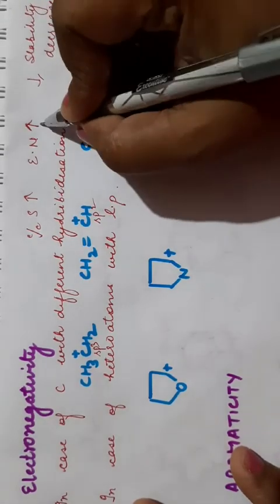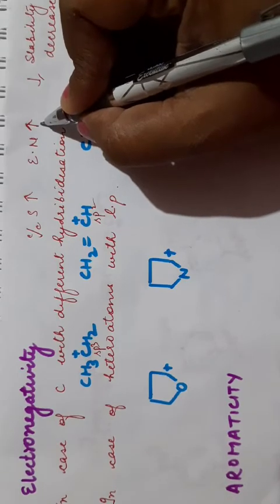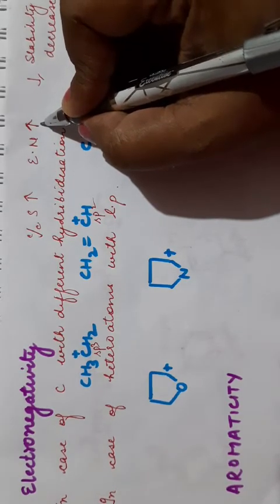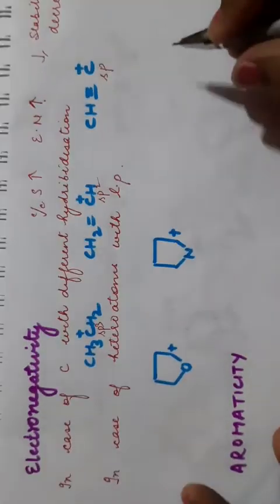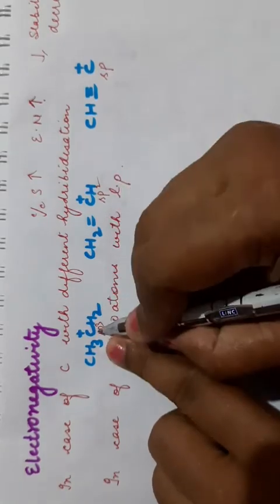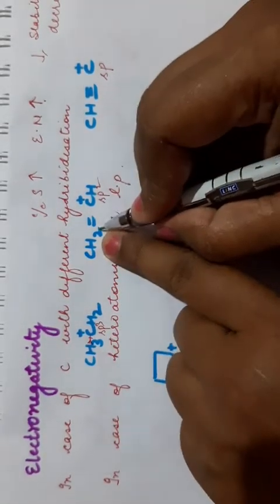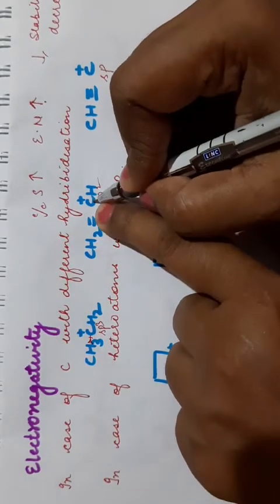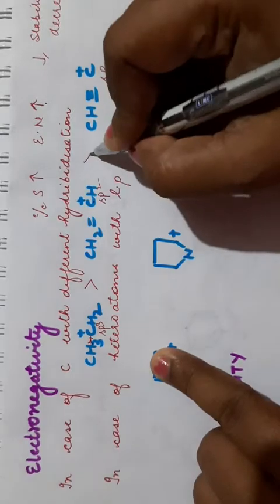as the electronegativity increases, it will hold its electron pair tightly and it will not easily donate its electron pair to the positively charged carbon. So the stability of the carbocation will decrease. So what is the order of stability here? This is more stable because there is a plus I effect here. There is no plus I effect. This is more electronegative as compared to this carbon, so the order will be this one.